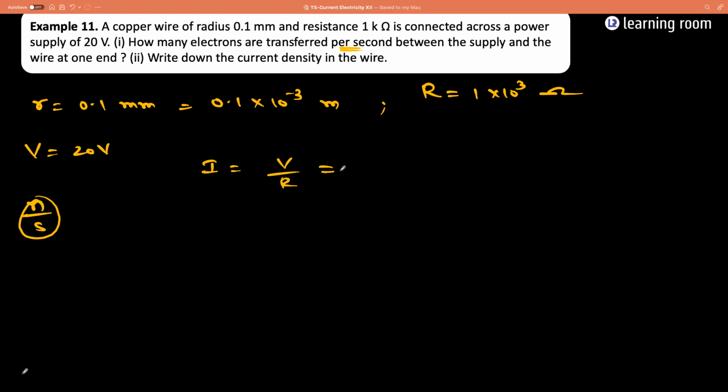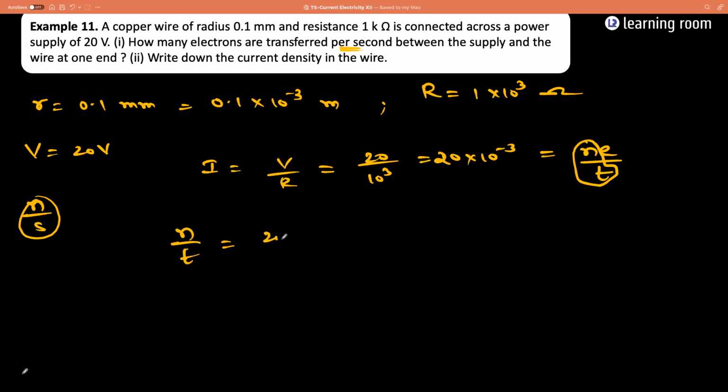So I is equal to V by R. V is how much? 20 divided by R, which is 10 power 3. So can I write it as 20 into 10 power minus 3? And this will be equal to number of electrons into the charge of each electron divided by time. So N by T is what is going to give you the number of electrons per second. So N by T will be equal to 20 into 10 power minus 3 divided by 1.6 into 10 power minus 19.